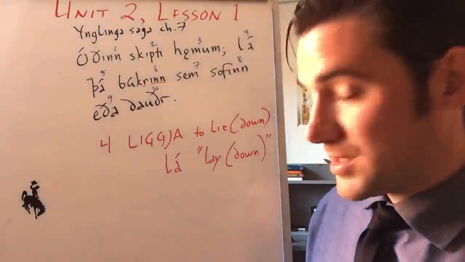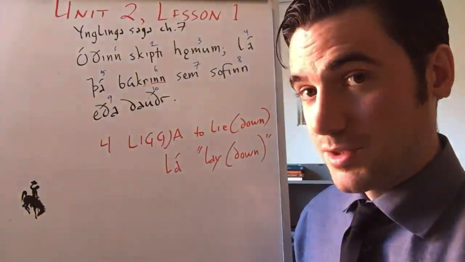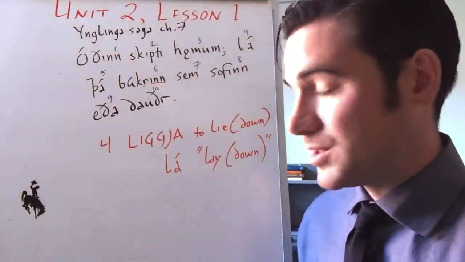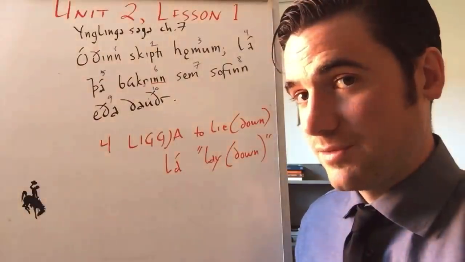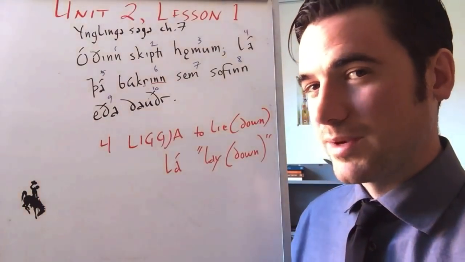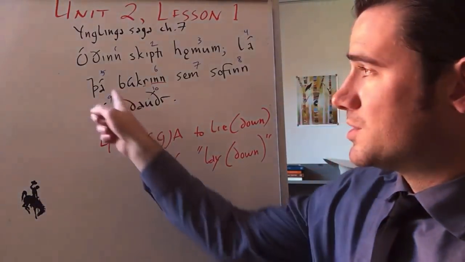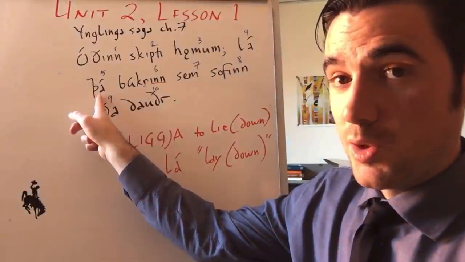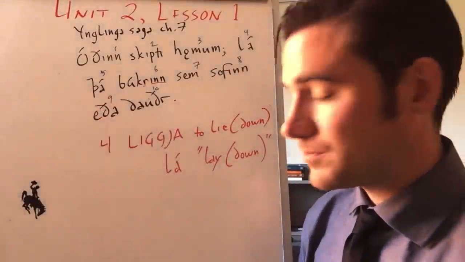And then in the next video in Unit 2 of the Old Norse series, I'm going to look at words that are commonly mistaken for one another, words that have a lot of meanings, and talk about how to develop the right intuitions about what they mean. Words like þó, which can mean then, or them, for instance.